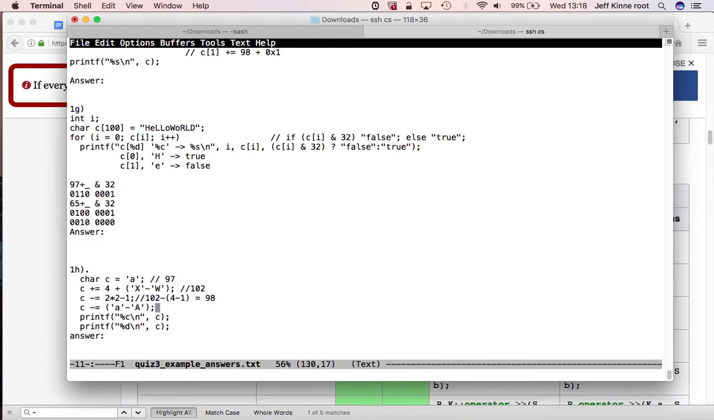Okay, we're subtracting off. So we have 98, and we're going to subtract off 97 minus 65, which is 32. So we're subtracting off 32. Now we're at 66. And we print 66 as a character, that is capital B, and as a number, it is 66.